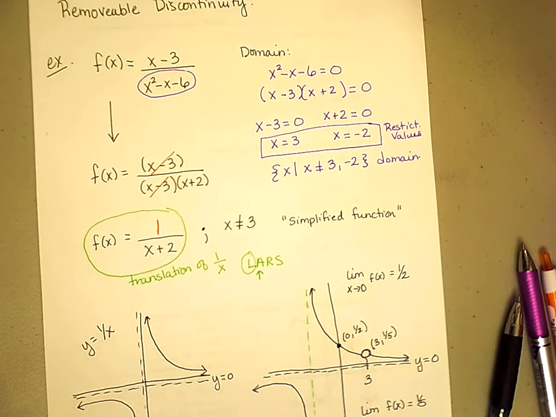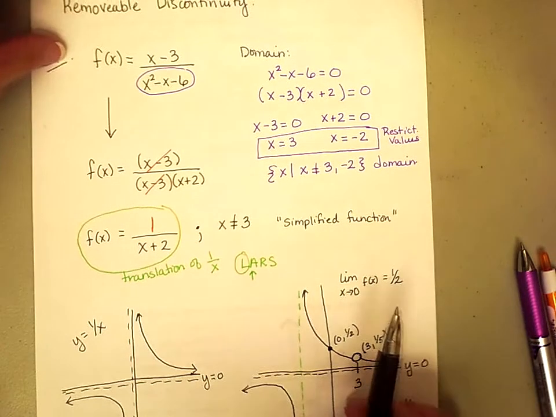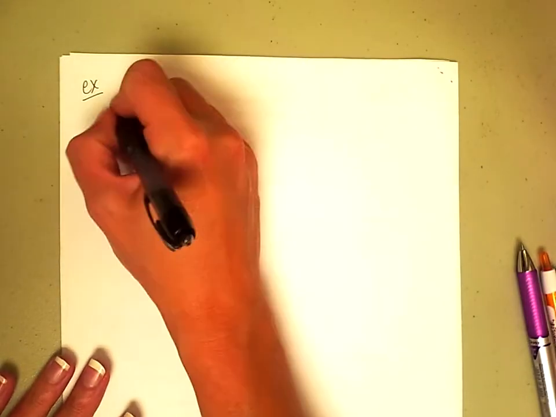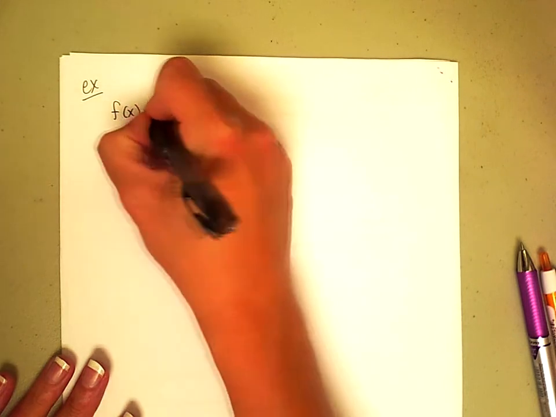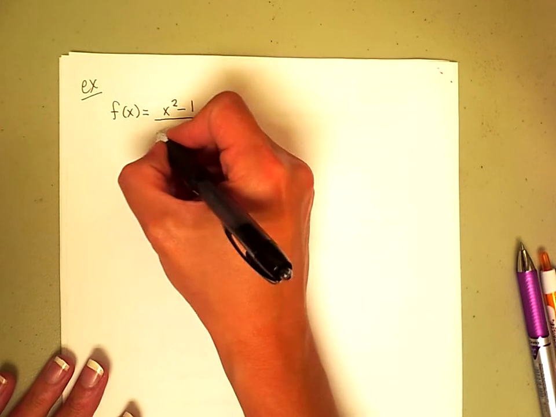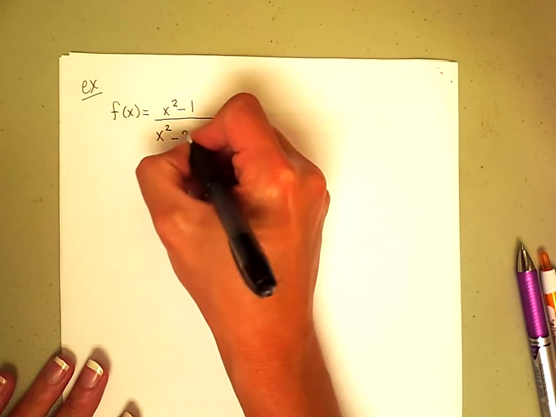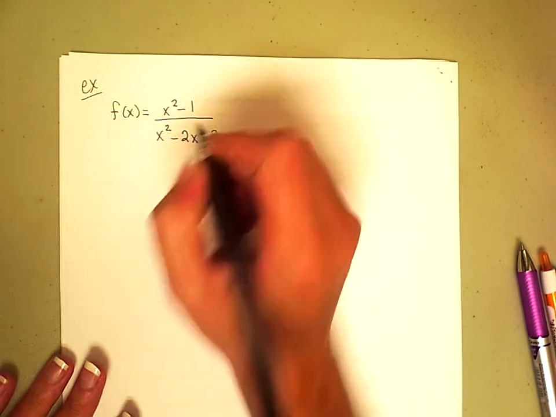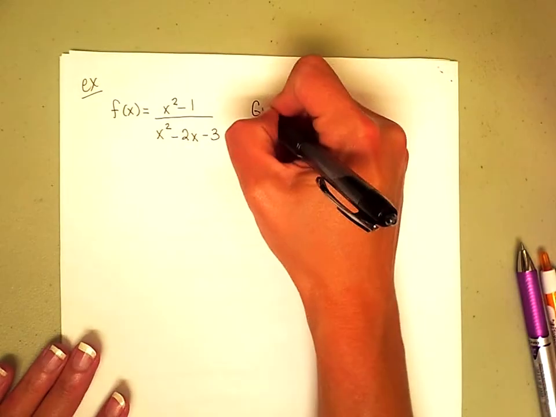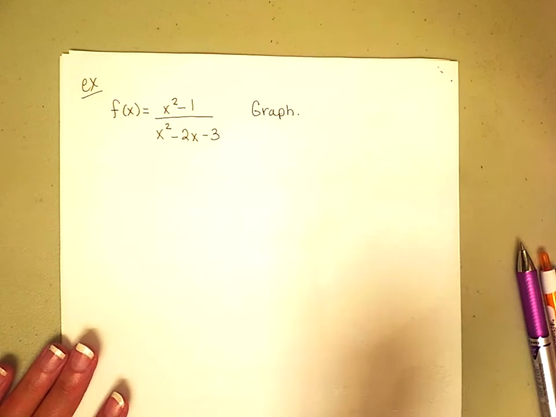Okay, let's try another one. For example, we have f of x is equal to x squared minus 1 over x squared minus 2x minus 3. We're going to try and graph this whole thing. There are a lot of processes to go through.